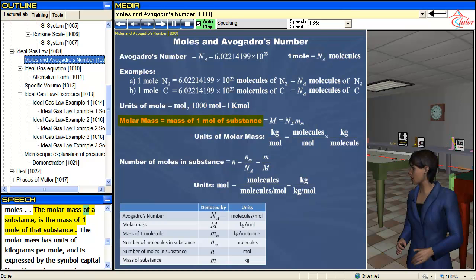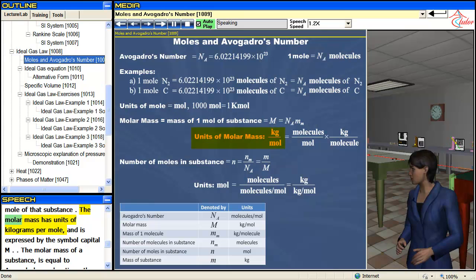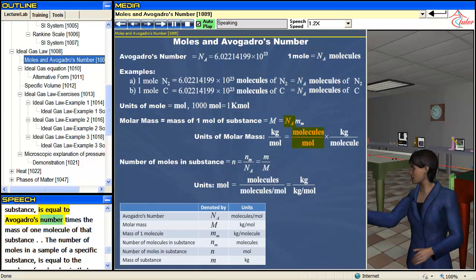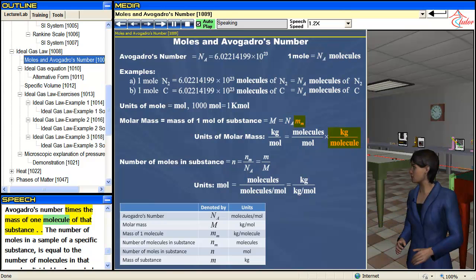The molar mass of a substance is the mass of 1 mole of that substance. The molar mass has units of kilograms per mole, and is expressed by the symbol capital M. The molar mass of a substance is equal to Avogadro's number times the mass of 1 molecule of that substance.